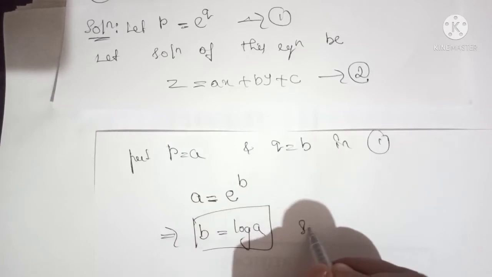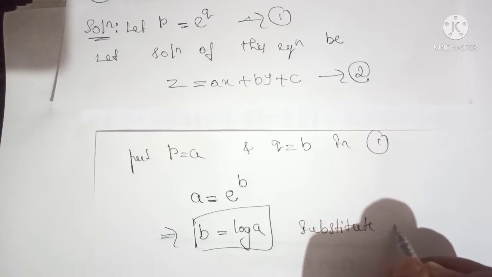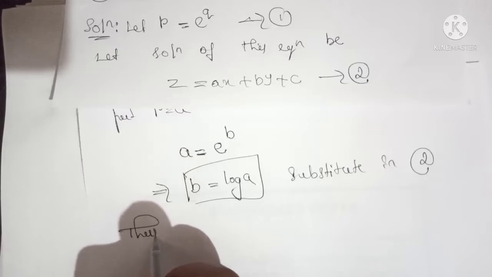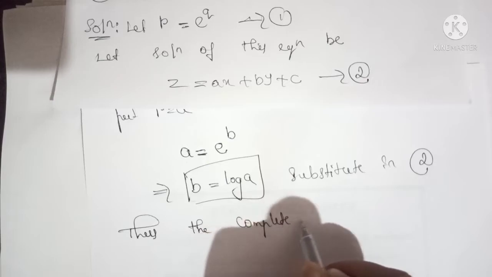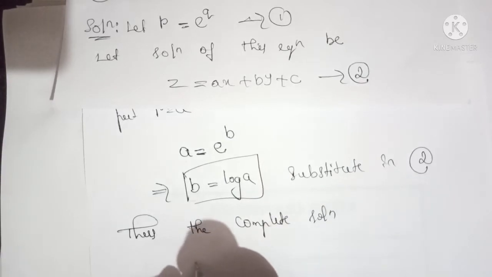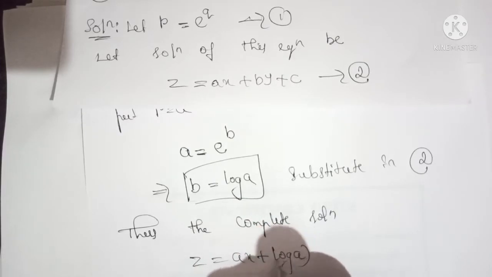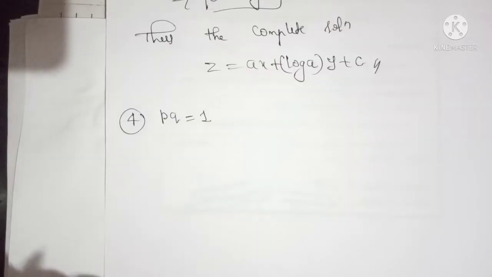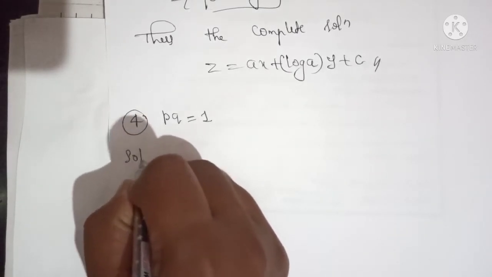So substitute this value in equation 2. So therefore the complete solution is Z is equal to AX plus BY, B means here we have log A into Y plus C. Okay. Next problem. PQ equals 1. Solution.